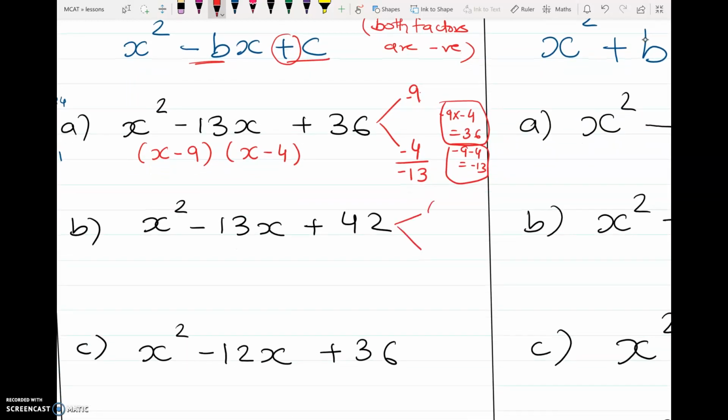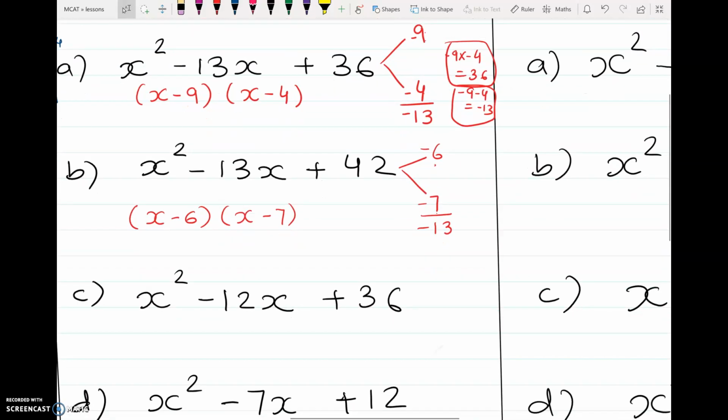All right, moving on to the next one. So the numbers can be 6 and 7, and both of them will be negative. Then only I will get negative 13. So my factors are negative 6 and negative 7. So it will be x minus 6 and x minus 7.